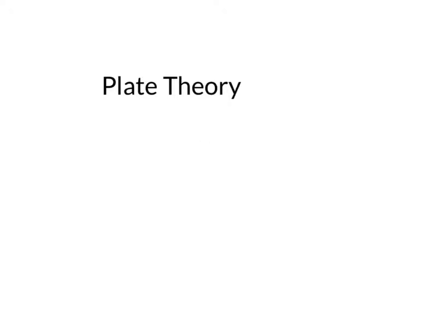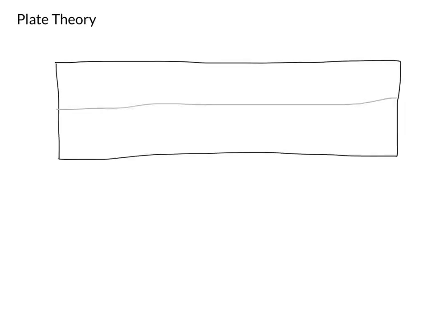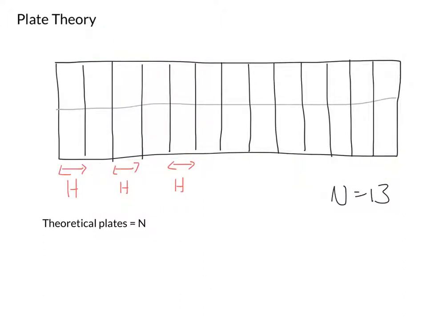If we want to start with plate theory, then we'll need to start with a column that we can divide into a number of plates. These are theoretical plates, which are all mathematically equivalent. How many plates? We'll need n of them. This is the number of theoretical plates. And each one of these plates is going to have a plate height of h.